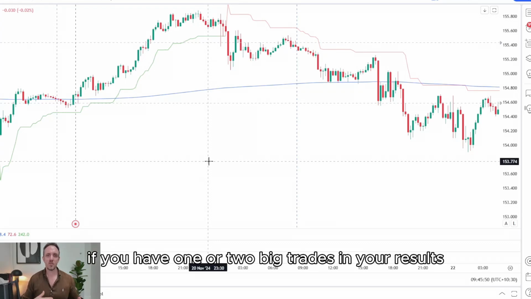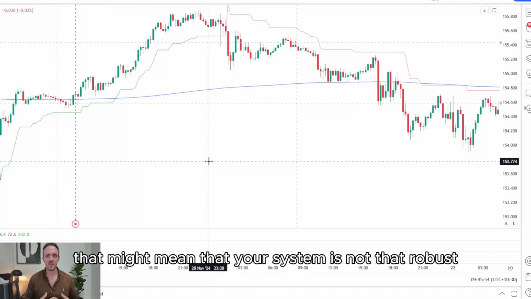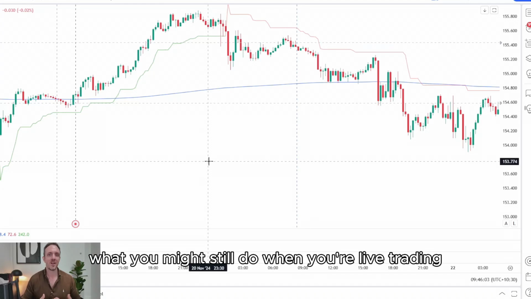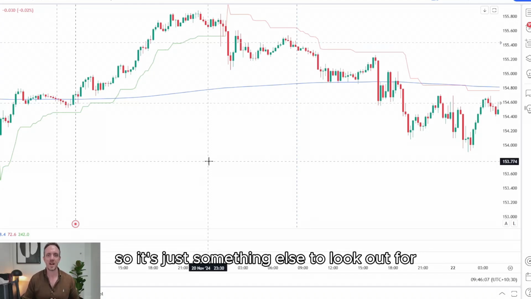Also be careful if you have 1 or 2 big trades in your results that produce a lot of your profits. That might mean that your system is not that robust, it's just that it's managed to be lucky and capture a couple of good trades. What you might still do when you're live trading, but we don't necessarily want to rely on that. So that's just something else to look out for.